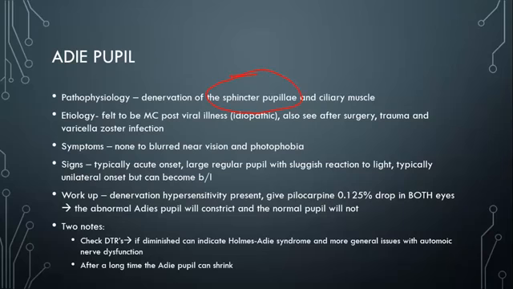Right? You lose the innervation to the sphincter pupillae muscle. And some people have problems with blurred vision, photophobia. So that makes sense: if you're losing the innervation of the ciliary muscle, you have a hard time contracting it and you can't accommodate well, so your vision can become blurry.